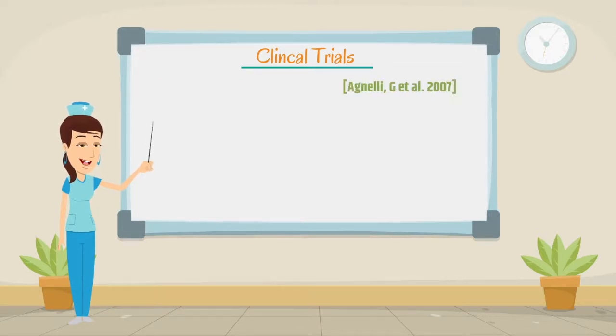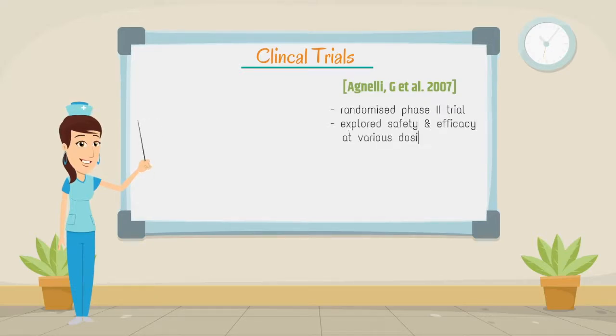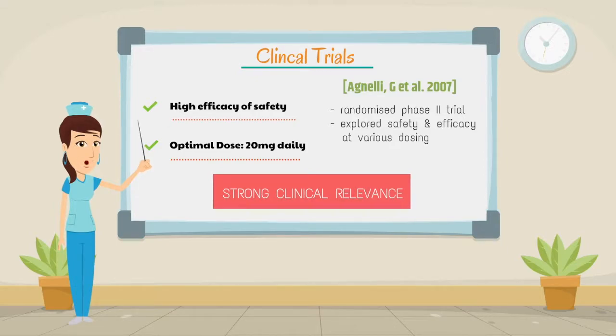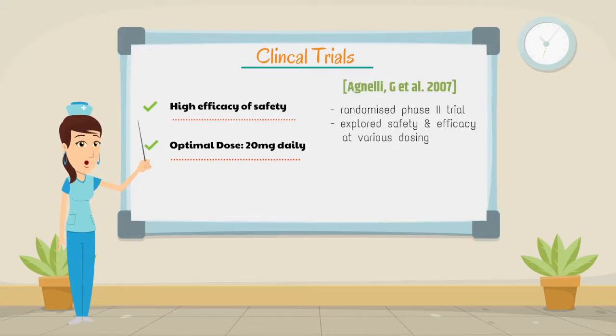A randomized phase 2 trial aimed at exploring the efficacy and safety of Rivaroxaban at varying doses. It found that Rivaroxaban has a high efficacy and safety and at 20 mg daily is an optimal dose for patients with established DVT. The study eliminated bias by including a blind double parallel group comparison with an adjudication committee blinded to the treatment allocation. Being level 2 evidence, this study has a strong clinical relevance applicable to the treatment of DVT.